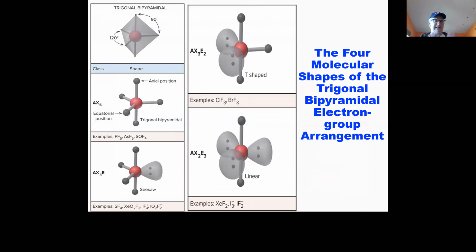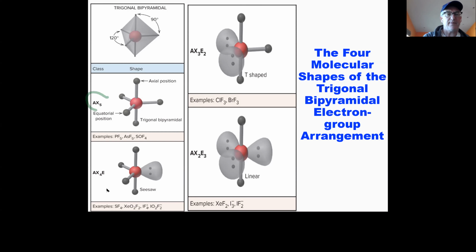Then we get some weird shapes when we get into 5 and 6 groups around the atom. When all 5 are taken up by atoms, we have trigonal bipyramidal. Again, we have 3 around the outside and 2 in what we call axial positions. So this is a geometric shape where you have 3 around the outside and 2 up and down, and we call that trigonal bipyramidal.